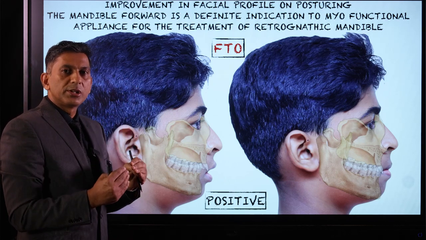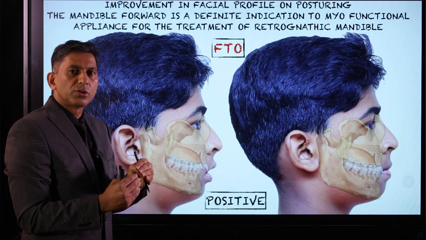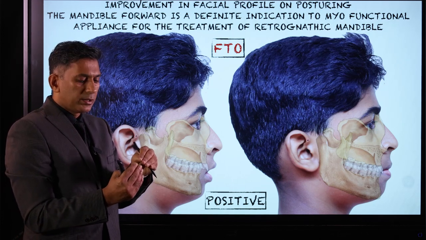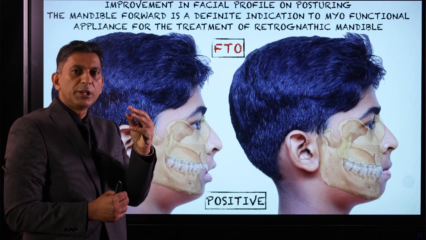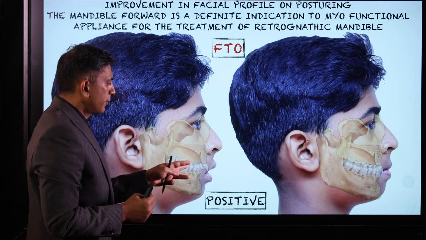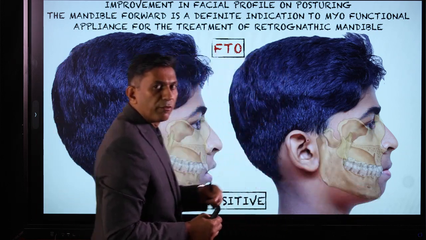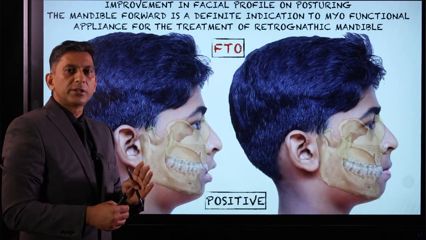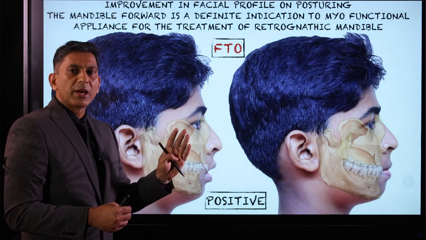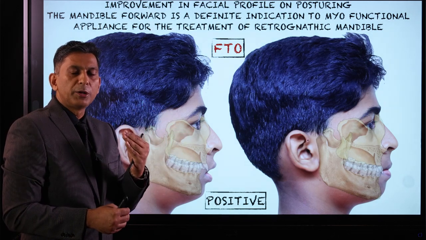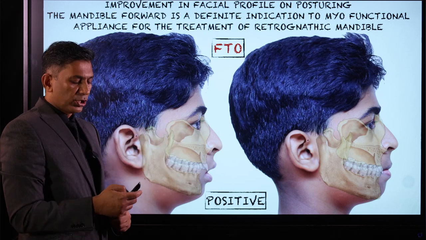So, when the patient is standing in natural head position and we advise the patient to slowly advance the mandible either to edge to edge or to 1 mm overjet, if we feel there is an improvement in facial profile from a skeletal class 2, and the patient gets a very acceptable profile, it's a definite indication. It is a case of skeletal class 2 with orthognathic maxilla and retrognathic mandible which needs mandibular advancement with myofunctional appliance.